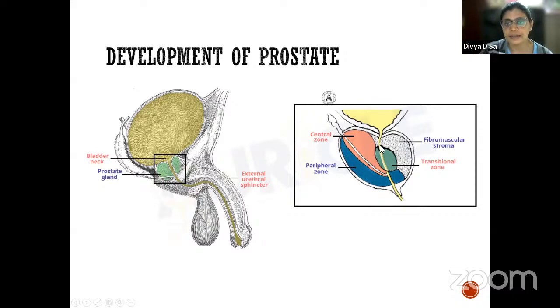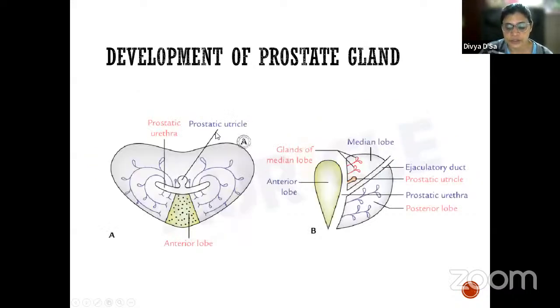Now, the prostate gland is divided into different zones, such as the transitional zone and the peripheral zone. Through the prostate we have the prostatic urethra passing, and many structures open into it. So we will see how it is developed. The prostate gland develops from 5 epithelial buds. From these 5 epithelial buds, we have the formation of the prostate gland.